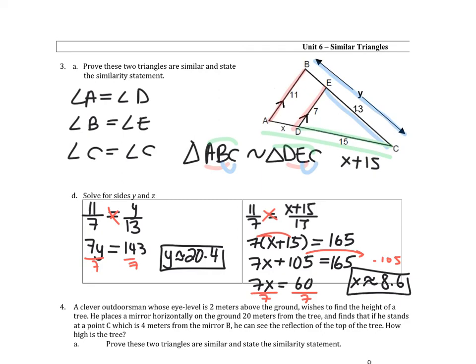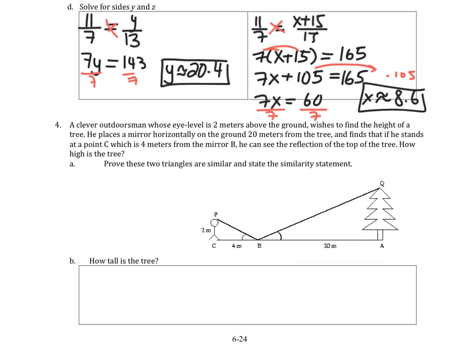Okay, let's do a little word problem. A clever outdoorsman, whose eye level is 2 meters above the ground, wishes to find the height of a tree. He places a mirror horizontally on the ground 20 meters from the tree. So that's this portion right here. Our mirror is right there. There's the tree. That's the distance between the two.